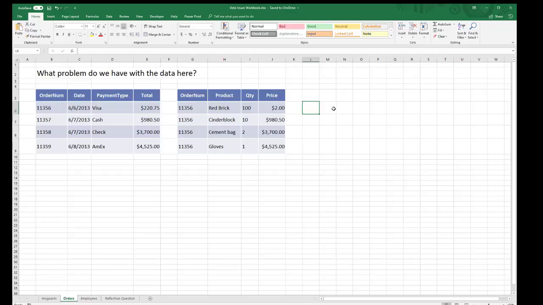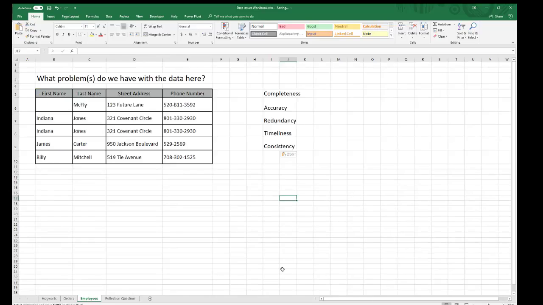So our last data problem is that of consistency. If we take a look at the third worksheet in the workbook, we can see we have first names, last names, street addresses, and phone numbers. So the question is, what kinds of issues do we have with the data? We can see that we do have a blank cell here. So we do have some incomplete data, assuming that McFly has a first name. So there we have an issue of data completeness.